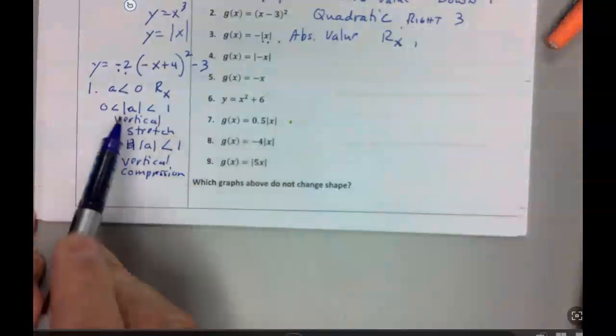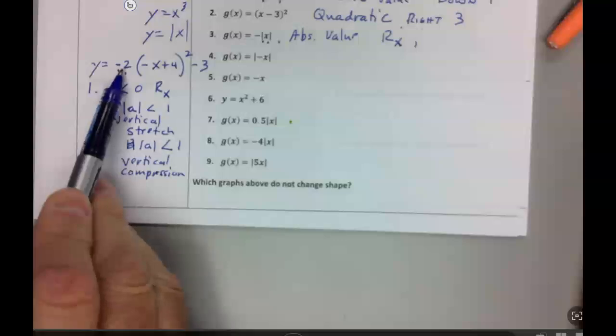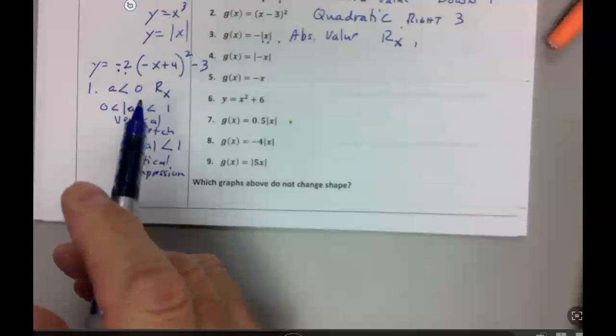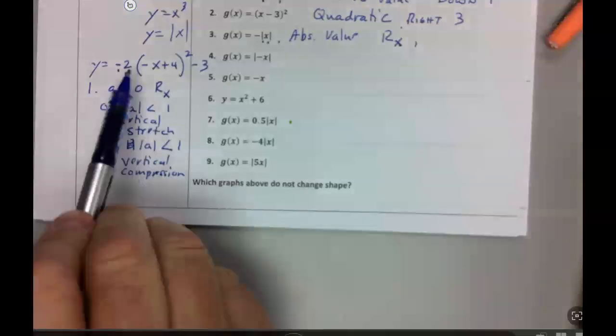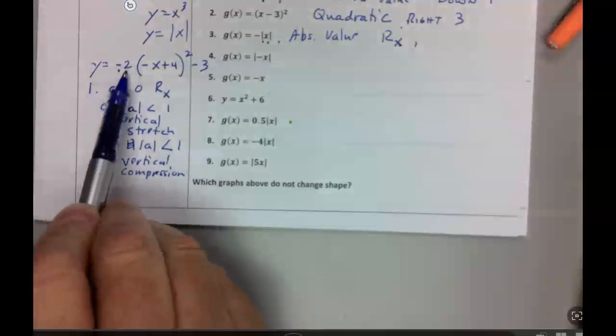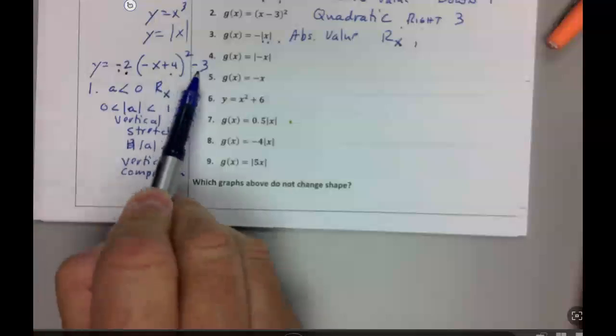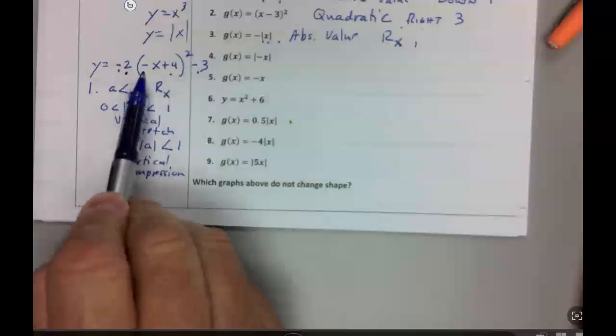So when this number here, absolute value wise, is either less than 1 or greater than 1, it's going to change the shape of the graph, isn't it? Correct? What does the negative do? It reflects it. So this one here would be reflected across the x-axis, a vertical stretch of a factor of 2, shifted left 4, down 3, and reflected across the y-axis. Does that make sense? Yeah.